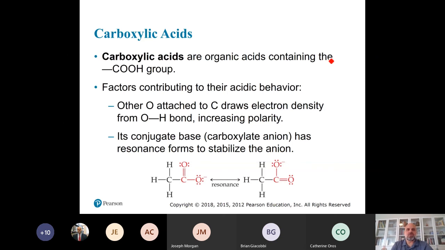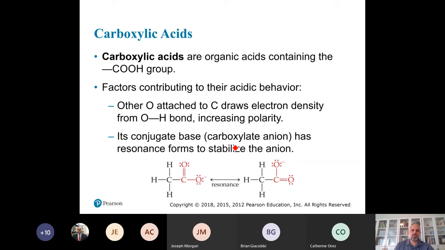Carboxylic acids. Carboxylic acids are organic acids containing the COOH group. The factors contributing to their acidic behavior are that the other oxygen attached to the carbon draws electron density from the OH bond, increasing its polarity, and its conjugate base, the carboxylate ion, has resonance forms to stabilize the anion.